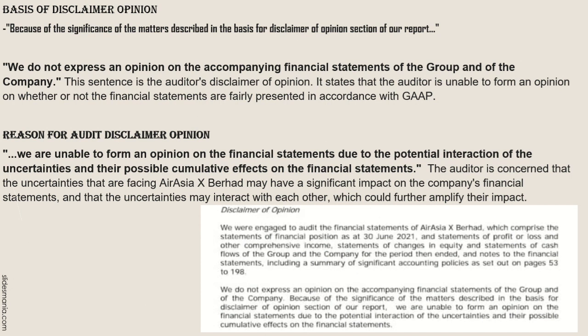Reason for audit disclaimer opinion. "We are unable to form an opinion on the financial statements due to the potential interaction of the uncertainties and their possible cumulative effects on the financial statements." The auditor is concerned that the uncertainties facing AirAsia X Berhad may have a significant impact on the company's financial statements, and that the uncertainties may interact with each other, which could further amplify their impact.